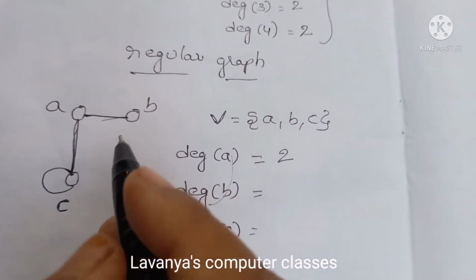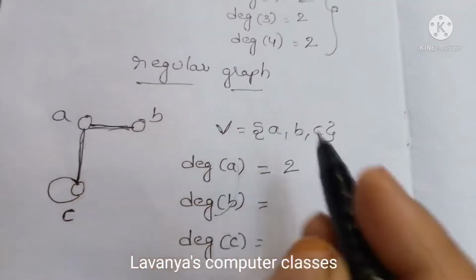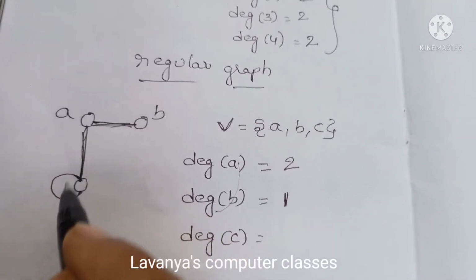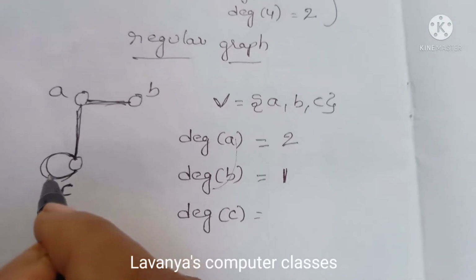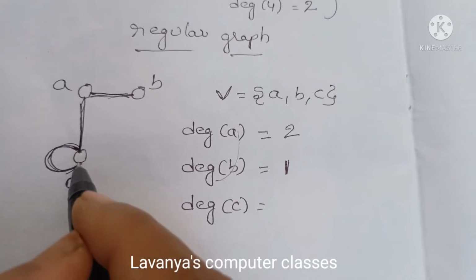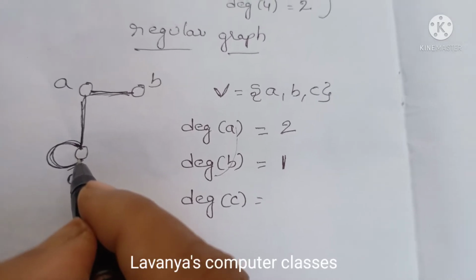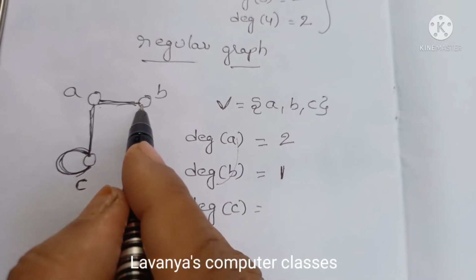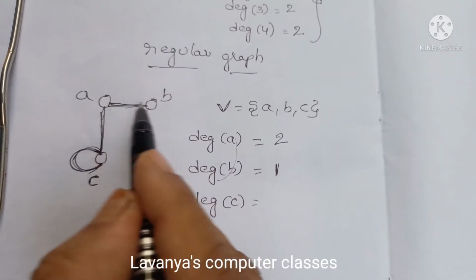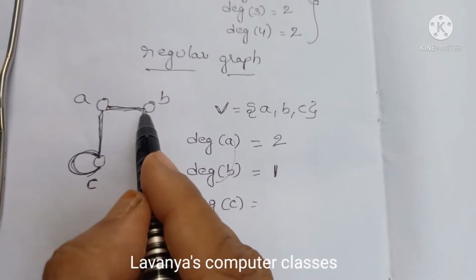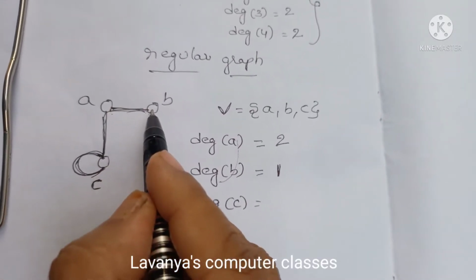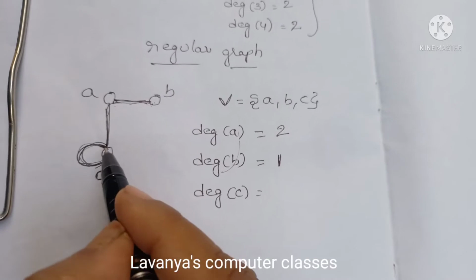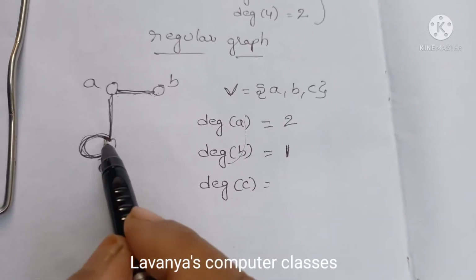Similarly, degree of B. Here only one edge is there, so degree of B is equal to 1. And then degree of C. Here one edge is there and this is called a loop. What does a loop mean? Source and destination are both the same place. Here it travels from vertex A to vertex B. It is an undirected graph, so it travels either from A to B or B to A. If it is A to B, the source is A and the destination is B. But here, the source and destination are both the same. Whenever destination and source are the same, that is called a loop.